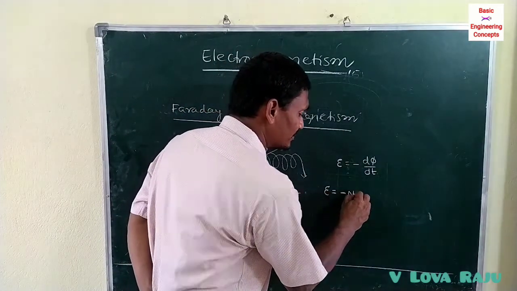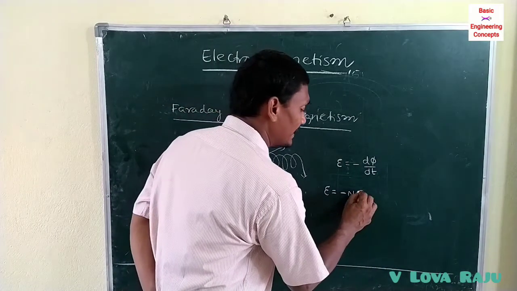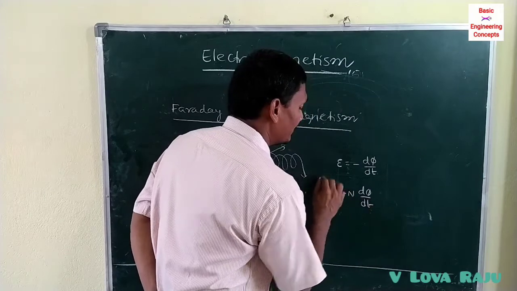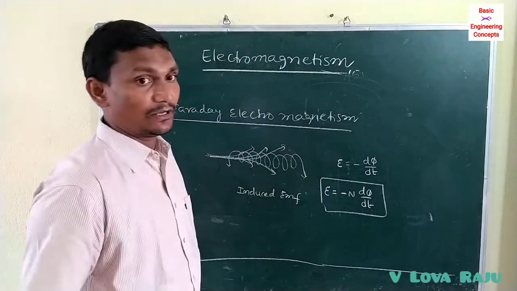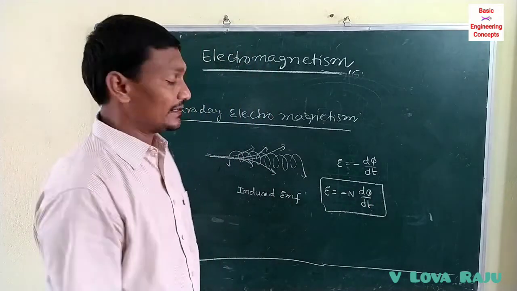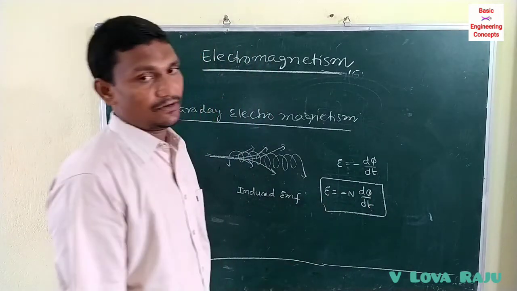Therefore, the EMF induced in the coil, E, is equal to minus n into d phi by dt, where n is the number of turns used in the coil, d phi is the change of magnetic flux, and dt is the difference in time interval. E is the EMF induced.